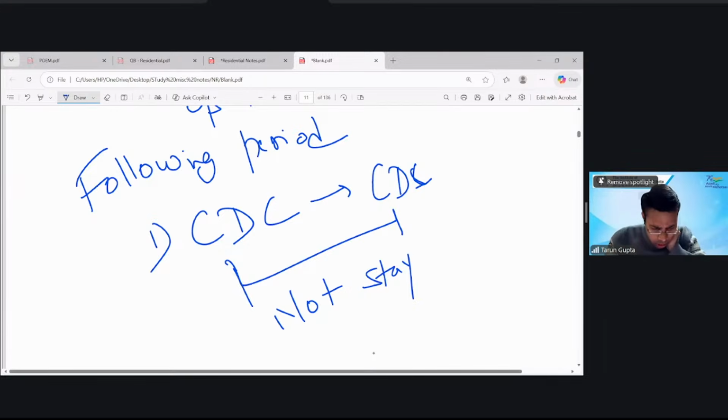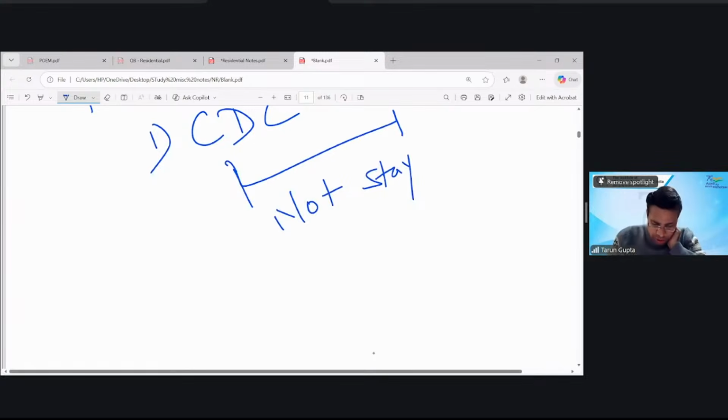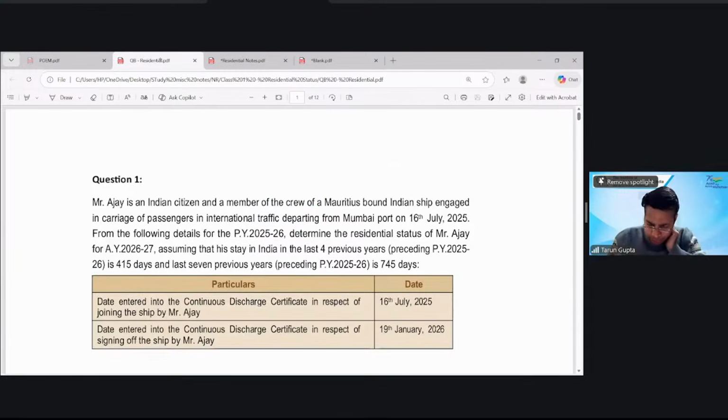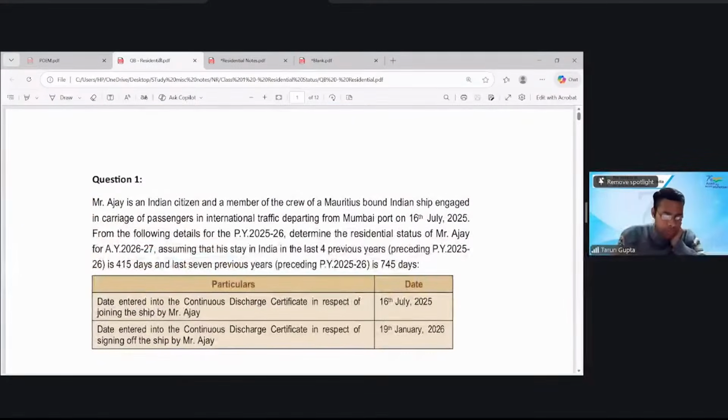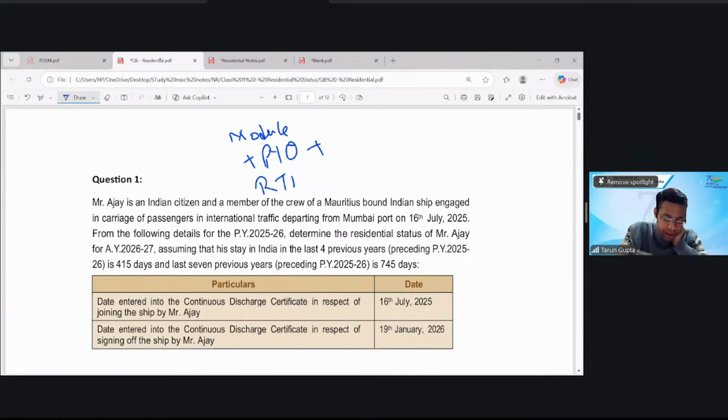Okay. So this was all about the residential status of an individual. Now let's see some questions. There are some questions in the book. We'll cover questions from the module, plus past year questions, plus RTP, plus MTP. We'll cover all these types of questions in respect of this chapter in the class itself.